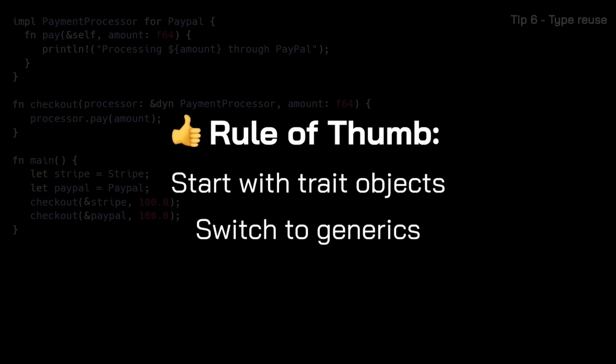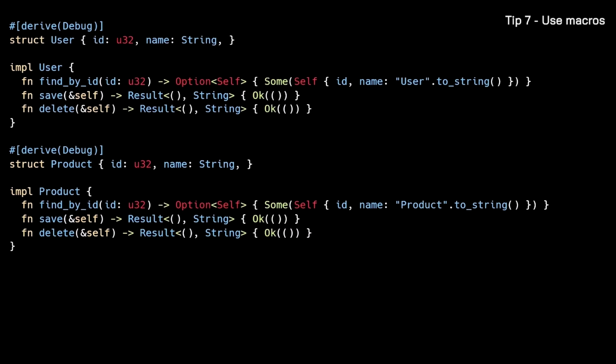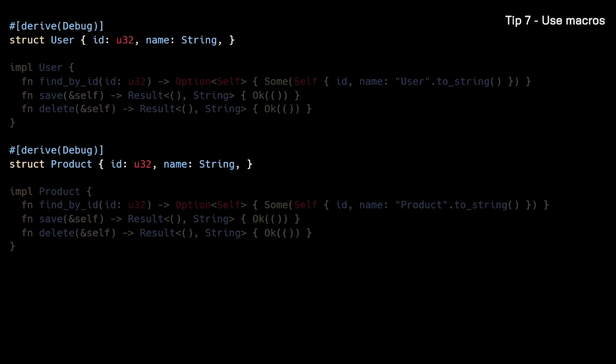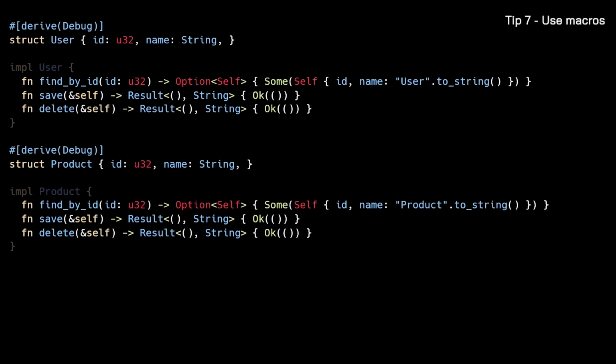Generics and trait objects help you reuse logic across types. But what about reusing patterns across your entire codebase? That's where macros come in. When your code starts to repeat itself, don't copy-paste the pattern, automate it. Imagine we're defining multiple models, like user and product. Each one needs the same basic methods: find, save, delete.